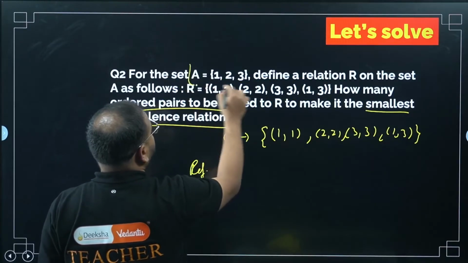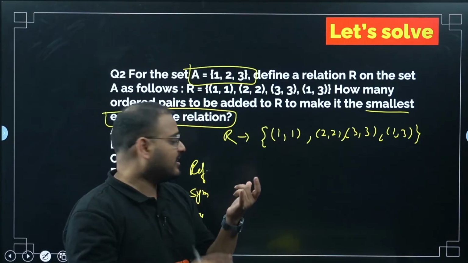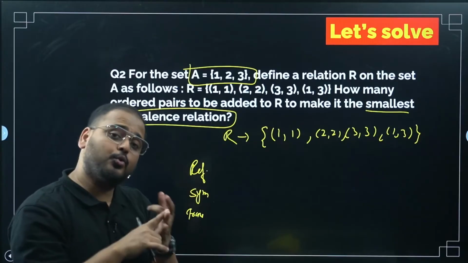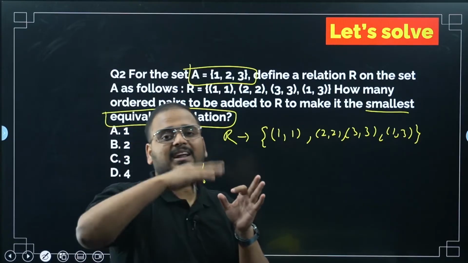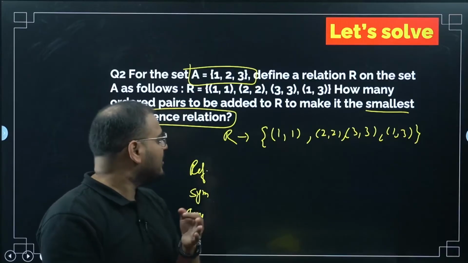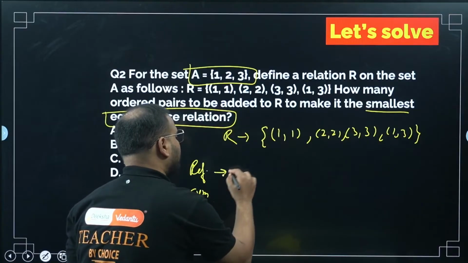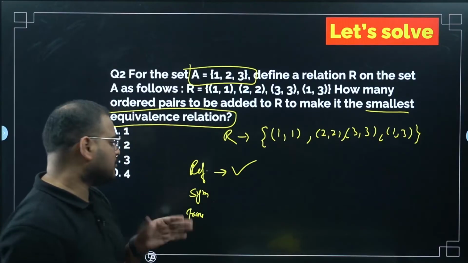So for it to be reflexive on set A, the relation R should have (1,1), (2,2), (3,3). Means it can have extra elements also, great, but it should have (1,1), (2,2), (3,3). Does it have them? Yes, it means it is reflexive. So one problem gone. Reflexive is true.